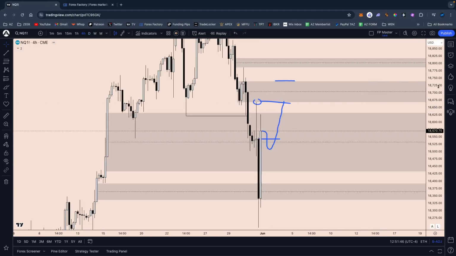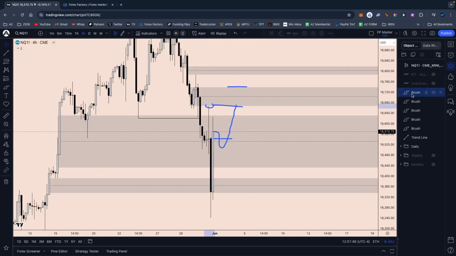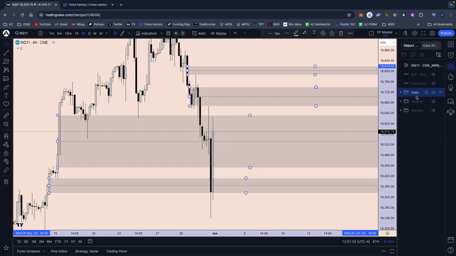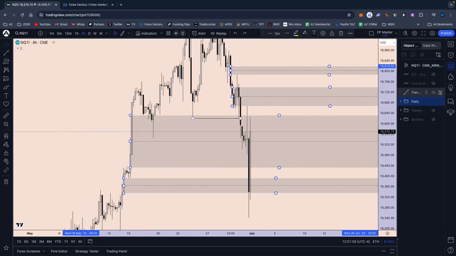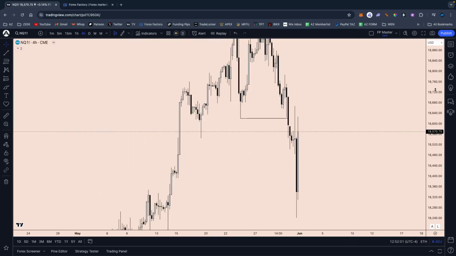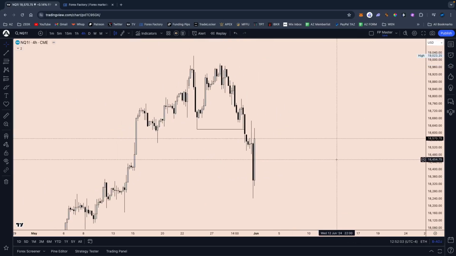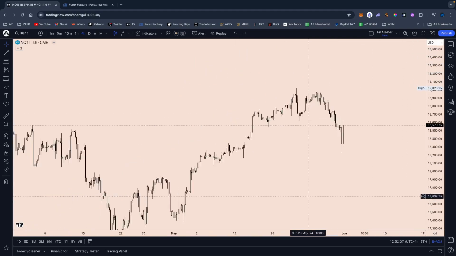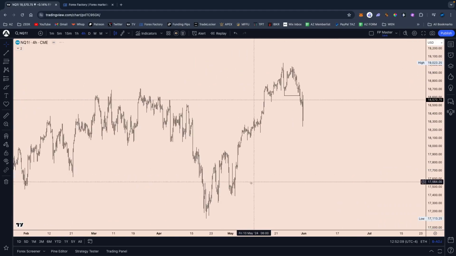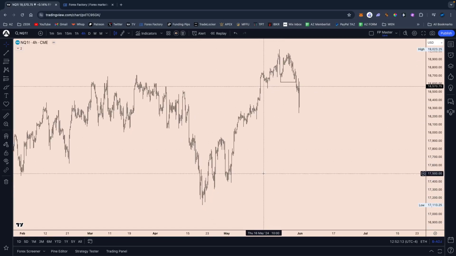let me go to the 4-hour and delete these brushes. Where's this line coming from? Let's delete it. No, let's not delete it. Let's remove the daily here and just look at the 4-hour. This is what our weekly range looks like on a 4-hour time frame.